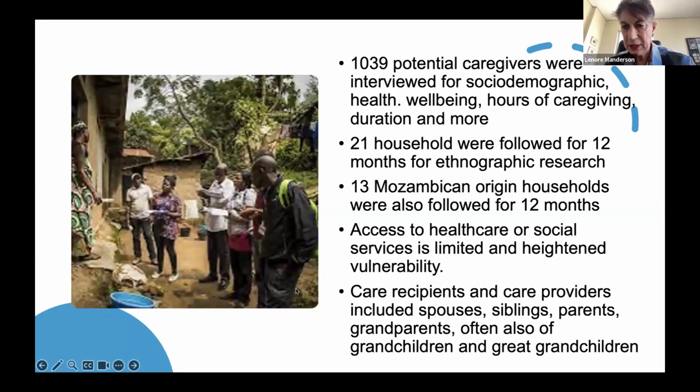In all cases, access to healthcare was limited, and these were very poor populations with at least a half not workers in paid work. And care recipients and care providers, so it's both ways, included spouses. One spouse designated the caregiver of the other, and siblings and parents and grandparents and grandchildren and great-grandchildren. So, very broadly, there were equal numbers of people who were around 30 who were providing care, and people who were under 20 who were school attenders or school leavers who were providing care.